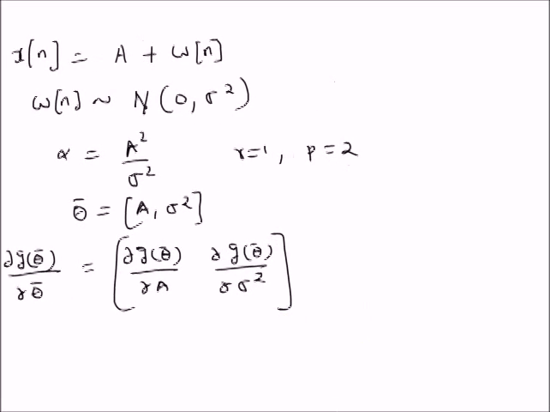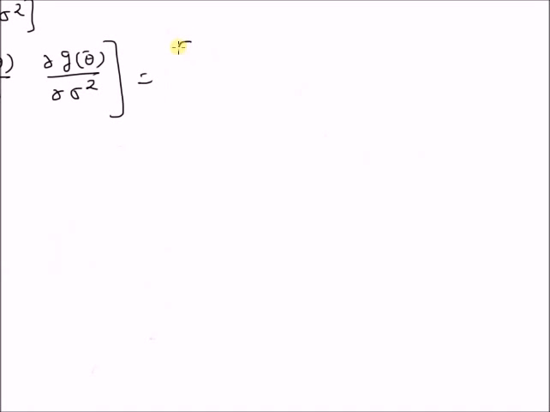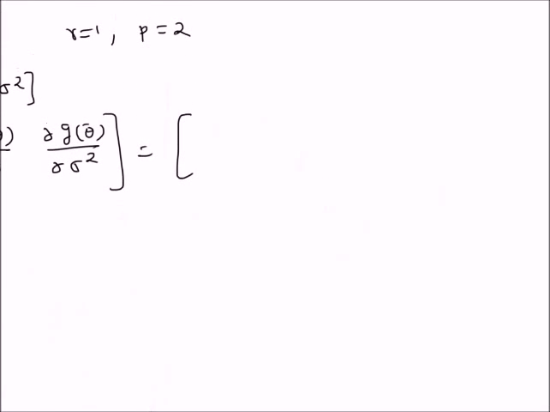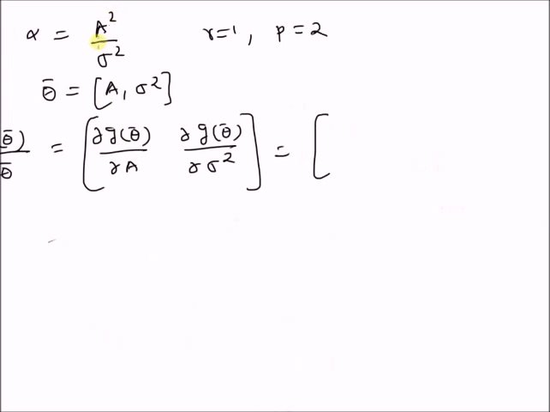And in this case, the function g of theta bar is a scalar. That is why we only have one row in the Jacobian. So the Jacobian becomes the derivative of the function alpha with respect to the parameters a and sigma square. The derivative with respect to a is clearly equal to 2a by sigma square, and the derivative with respect to sigma square is clearly equal to minus a square by sigma power 4. So this is the Jacobian.